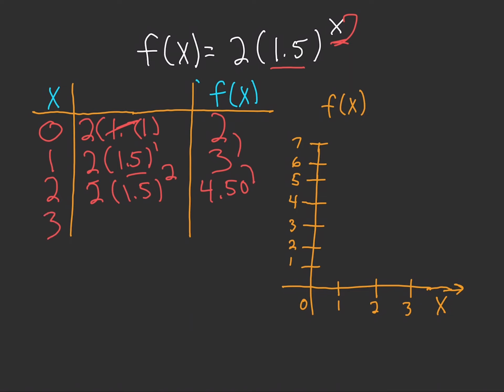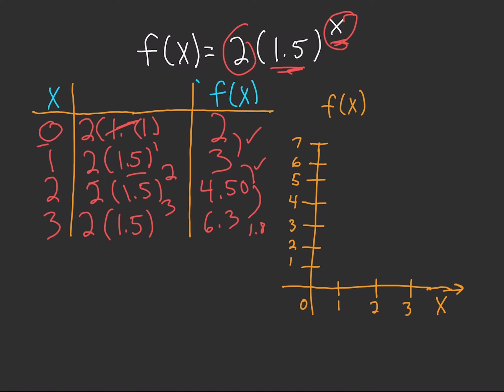Try one more value of x at 3. Still have that 2 right here, 1.5 is still in the parentheses, and now the power that I'm replacing x with is 3. Now 2 times 1.5 cubed gets me up to, I believe, about 6.3. So notice now it went up by about 1.8. The amount that it goes up by went 1, 1.5, 1.8, so it actually goes up by more each time. Let's plot this, see what it looks like.